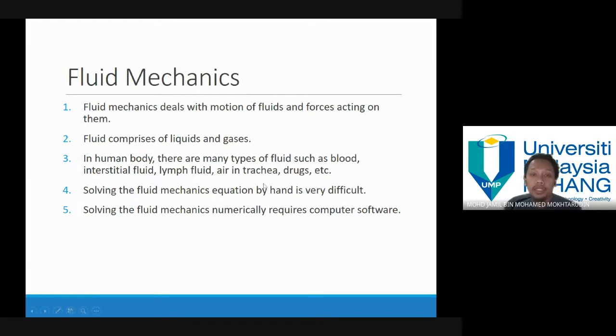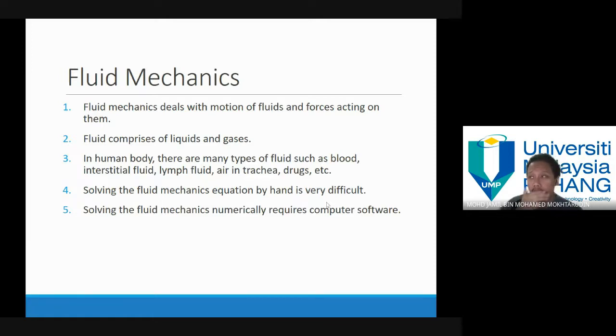And also we can study the fluid dynamics of air in the trachea, and sometimes we can study drugs that we consume in our body. So solving the fluid mechanics equations is very difficult if we solve by hand. If you take a subject like CFD, computational fluid dynamics, you might learn how to solve CFD equations, the Navier-Stokes equation, by hand, okay, using numerical methods. And most of the time, it's very difficult because of the equation itself.